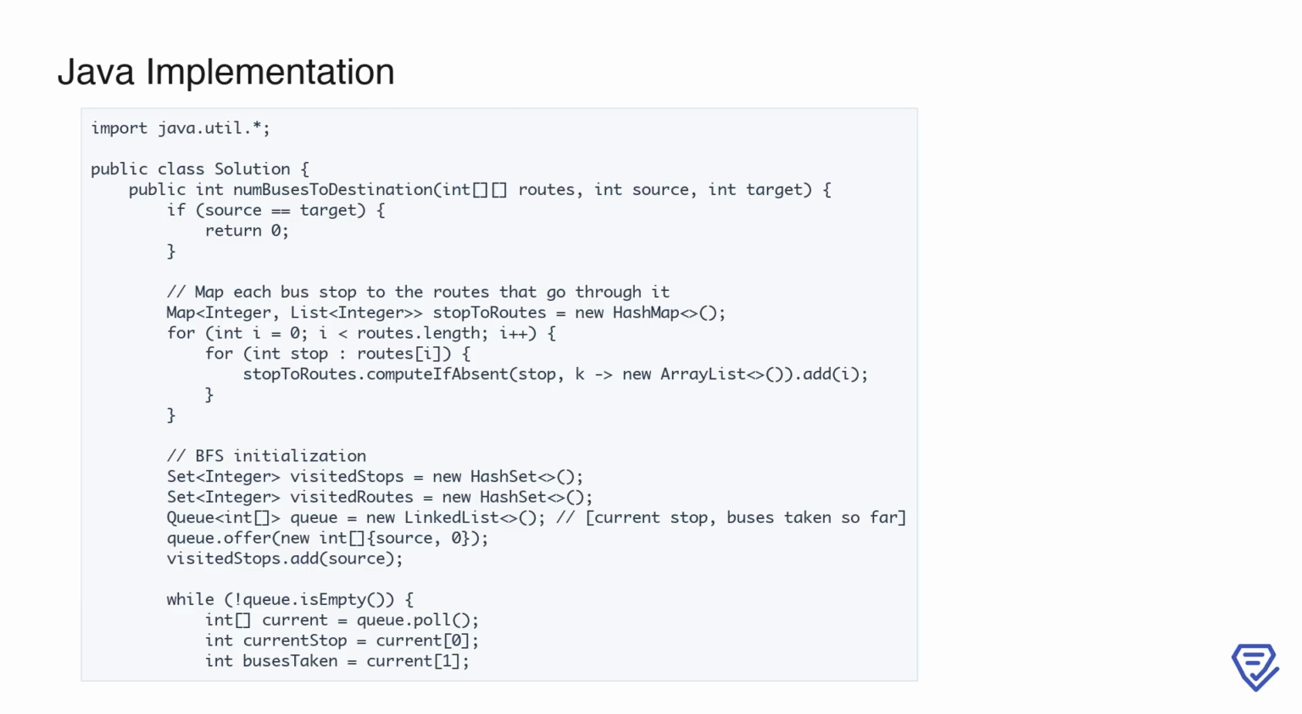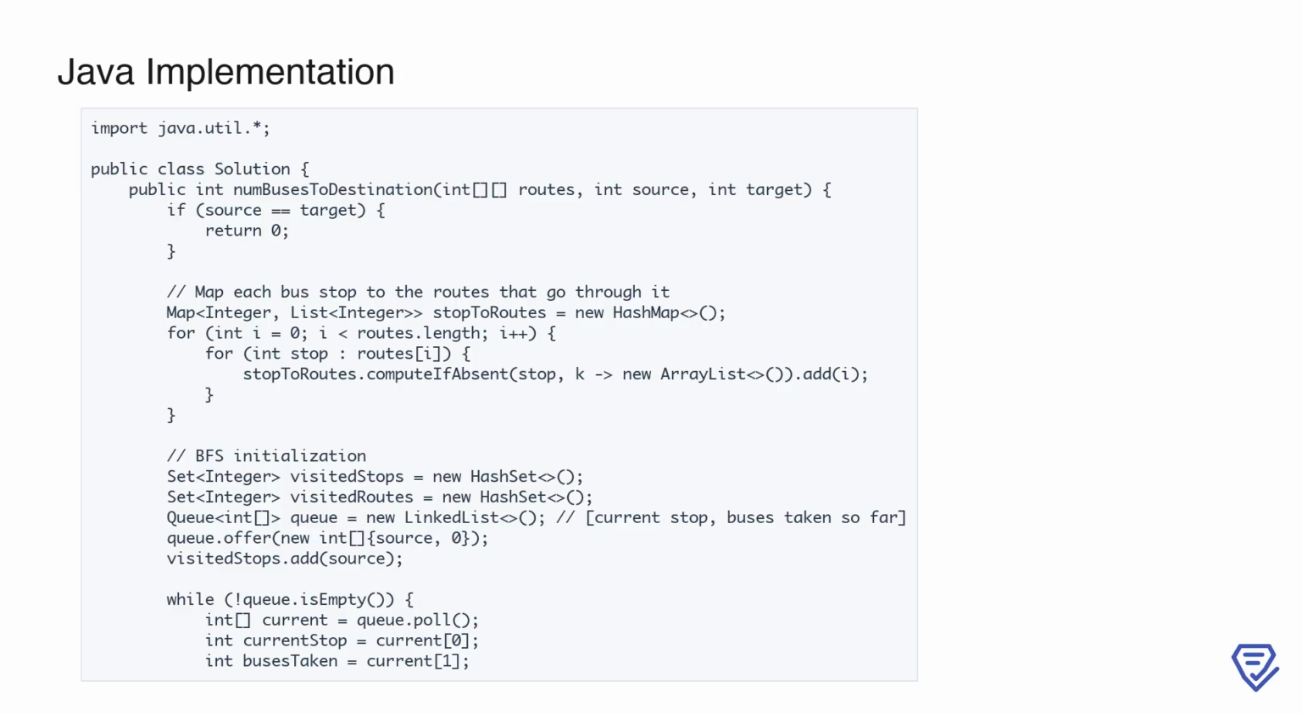Here, we start by importing the necessary libraries and defining our Solution class. The method numBusesToDestination takes three parameters: an array of bus routes, a source stop, and a target stop. First, we handle the edge case where the source and target are the same by returning 0, as no buses are needed. Next, we construct a map, stop_to_routes, which maps each bus stop to a list of routes that pass through it. This is essential for efficiently determining which routes are accessible from a given stop.